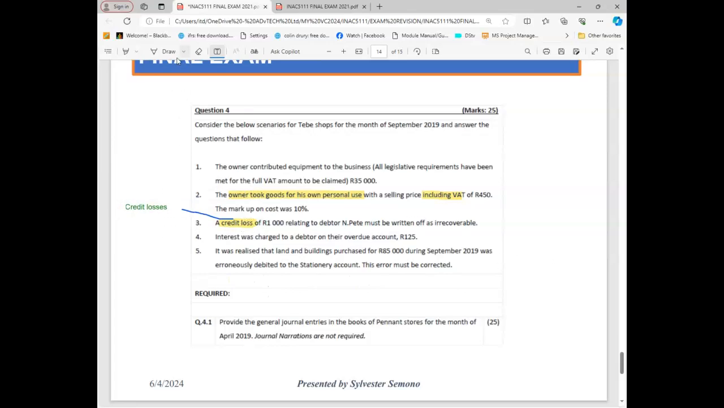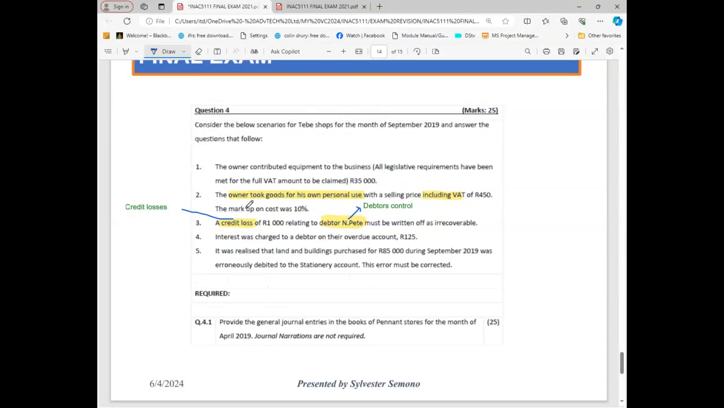Credit losses, in other words, means we wrote off a debtor. Obviously, we need to write off what a debtor has been written off. So this will give us another account, and that account is debtors control. So far, these are the accounts that will be found in the transaction. The credit loss debtor here has been written off.